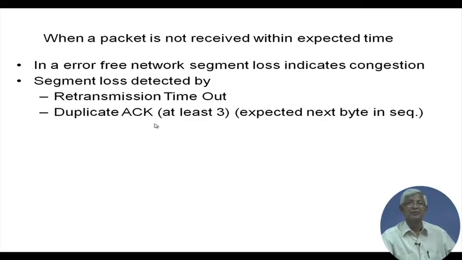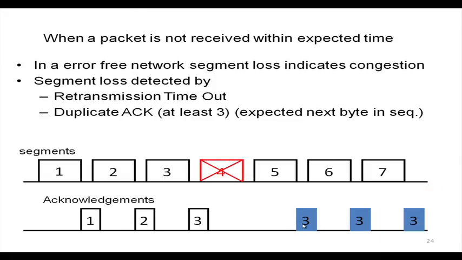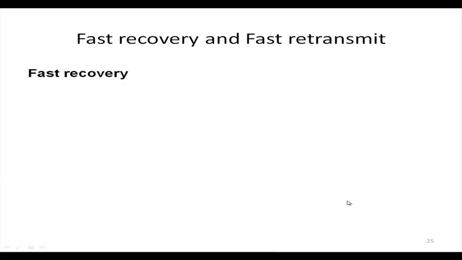We have seen earlier the duplicate ACK says that there is segment loss, but a subsequent segment has gone. So, the expected next byte in the sequence says like that. In the buffer, segments 1, 2, 3, 4 have not been received. So, there is a hole. So, you will send the acknowledgement for 3, 3, 3 like that, for all subsequent segments when they are received.